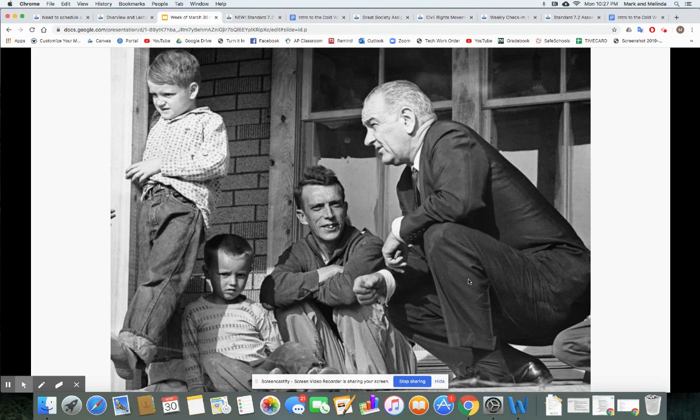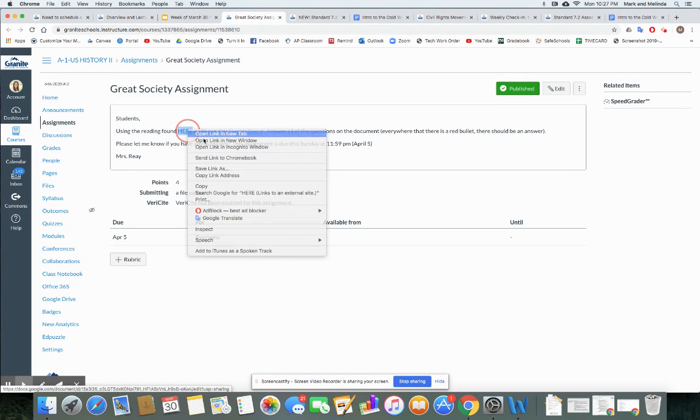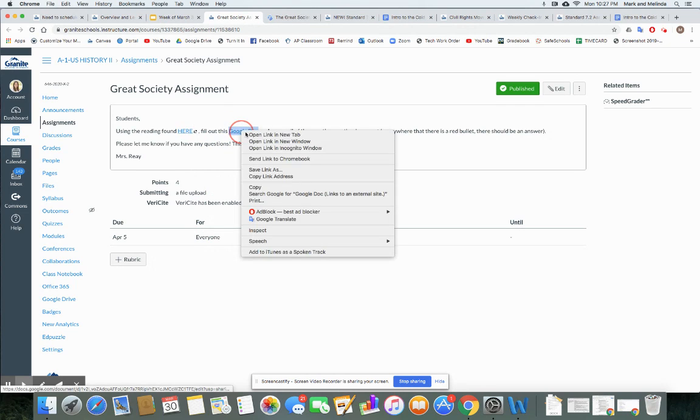So that's what you are going to do. You're going to be doing an assignment called the Great Society Assignment. So here's basically what you're going to do. You are going to have a reading where you are going to learn about all the different programs that he did to combat all the issues that he saw in the 1960s.